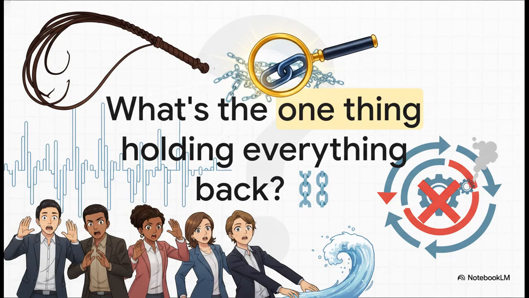So the bullwhip effect shows how our reactions can just spiral out of control. But what if the problem isn't an overreaction, but a single hidden bottleneck? See, in any system, in any process, there's always one thing holding everything back. The real challenge is finding it.